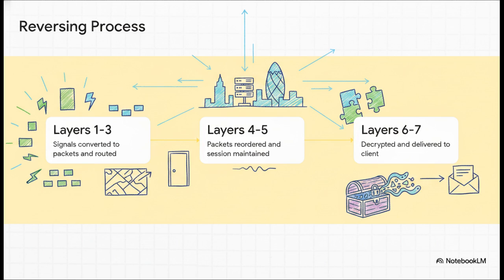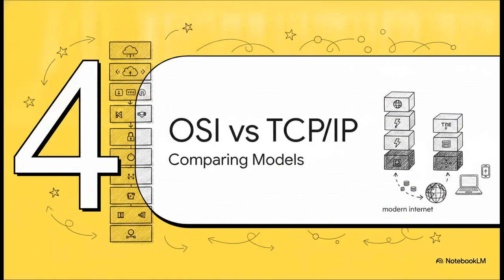Layer 4 catches all those tiny boxes and glues them back together in perfect order. Layer 5 politely closes the meeting room door. Layer 6 decrypts the secret code. And finally, Layer 7 presents the fully reassembled message, popping it right into your friend's inbox. Boom. Utter magic. All right, before we wrap up, let's quickly talk about OSI versus TCP/IP.